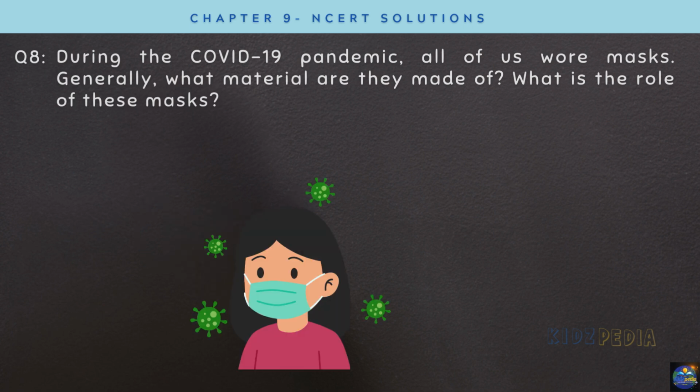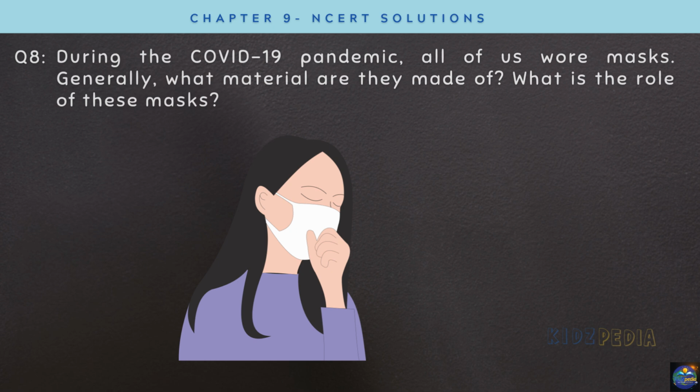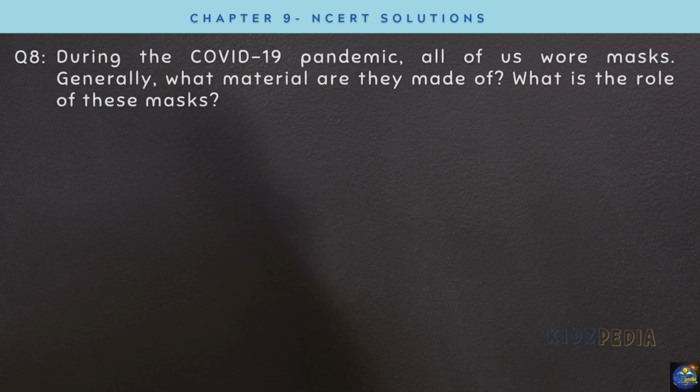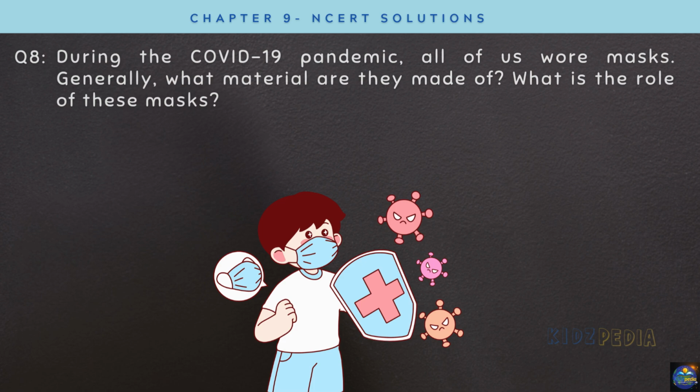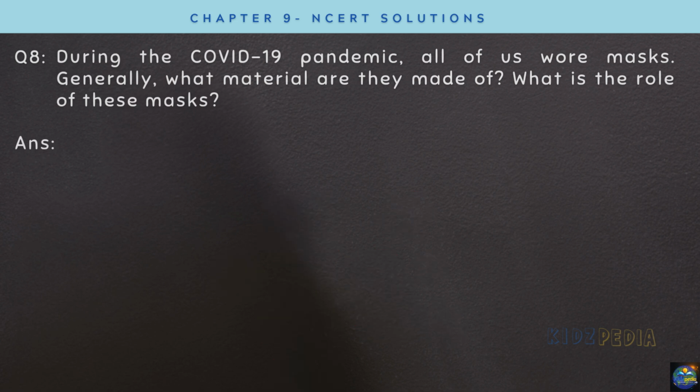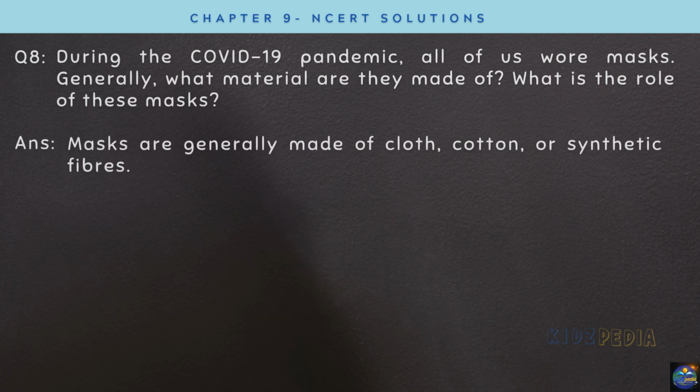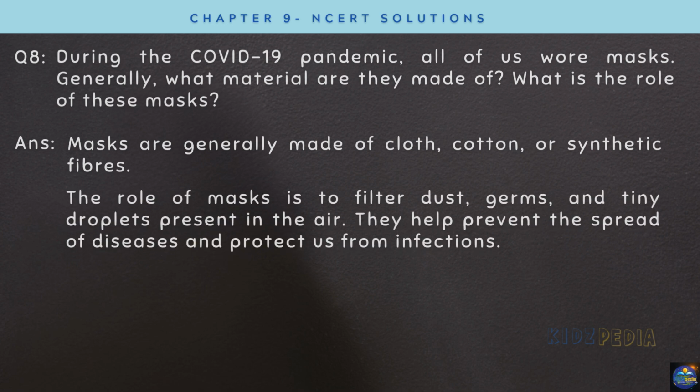When we breathe, talk, cough, or sneeze, tiny droplets and germs may spread through the air. The mask blocks many of these droplets and particles, preventing them from entering or leaving our nose and mouth. So, you can write the answer as masks are generally made of cloth, cotton, or synthetic fibers. The role of masks is to filter dust, germs, and tiny droplets present in the air. They help prevent the spread of diseases and protect us from infections.